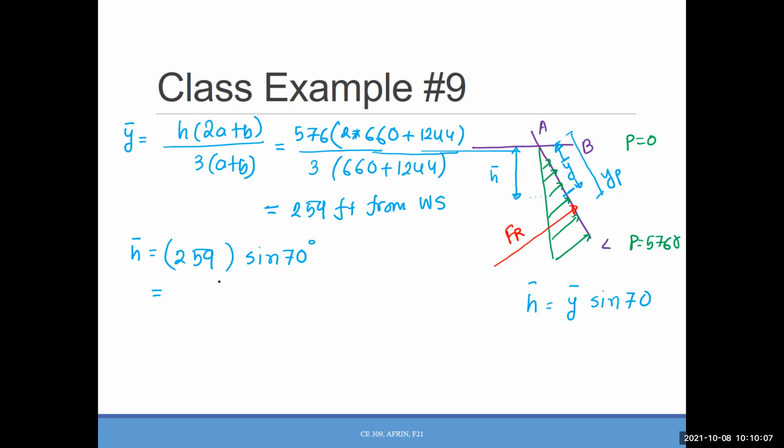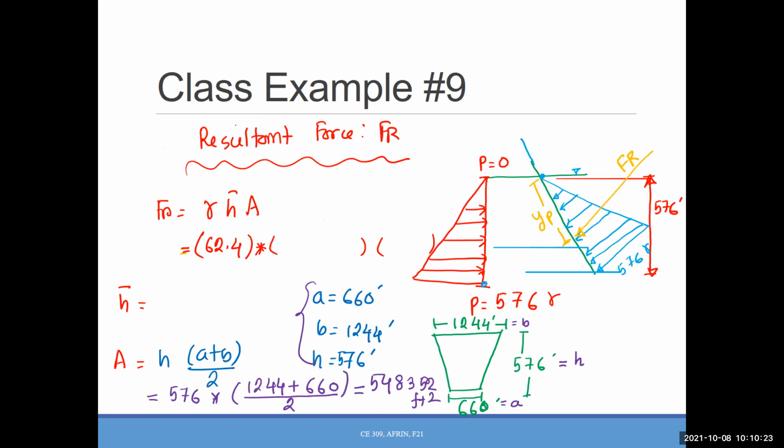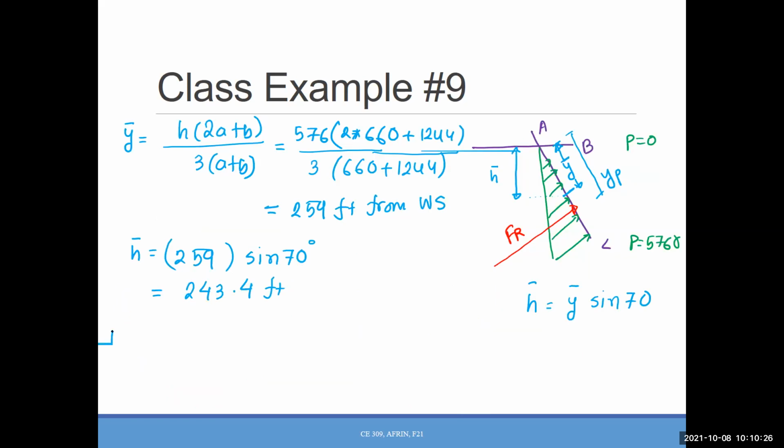To 259 sine 70 is what? Something around 243. Okay. 243.5, 0.4. Okay. Again, feet. Okay. Now we have H prime, and we can calculate the resultant force now.